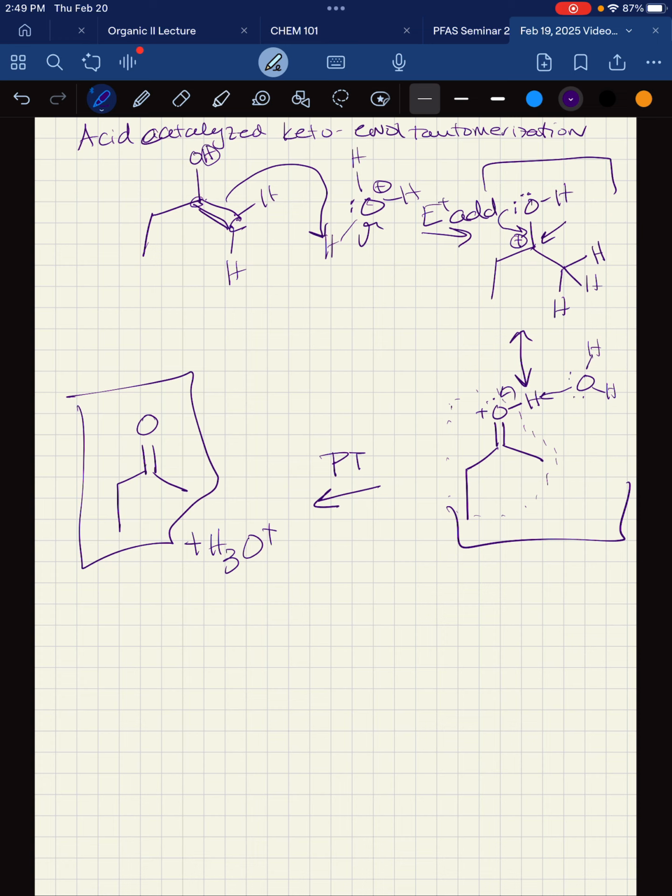Okay, I'm going to do a couple more examples just to show you what the products look like and maybe a few other possibilities related to the regiochemistry or the constitutional isomers that can occur with this. So here's another example.